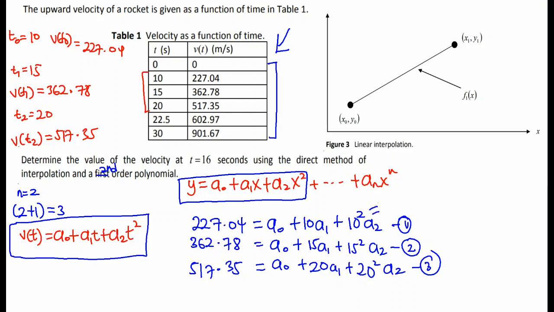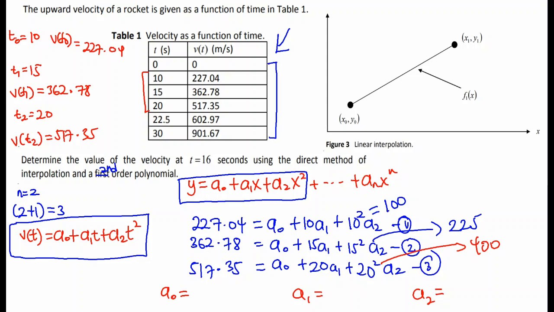10 squared will give us a value of 100, 15 squared will give us 225, and 20 squared will give us 400. So we can do the substitution. After doing the substitution, you solve the three equations simultaneously to find the values of a naught, a1, and a2, and then substitute them into the general formula. I'm going to do this using the calculator.